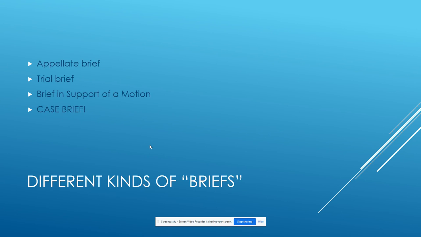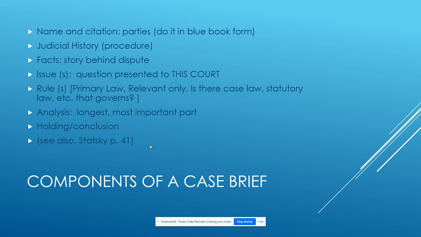Okay. Oh yeah, different kinds of briefs. There you go. So we're working on case briefs. On Stasky, they give us a little more to put in a case brief than in the Hamey's outline, but it actually is really the same thing. So we had, right, facts, judicial history, issue, rule, analysis, your conclusion. They're just adding the name and the citation. Of course, you need the name and the citation.